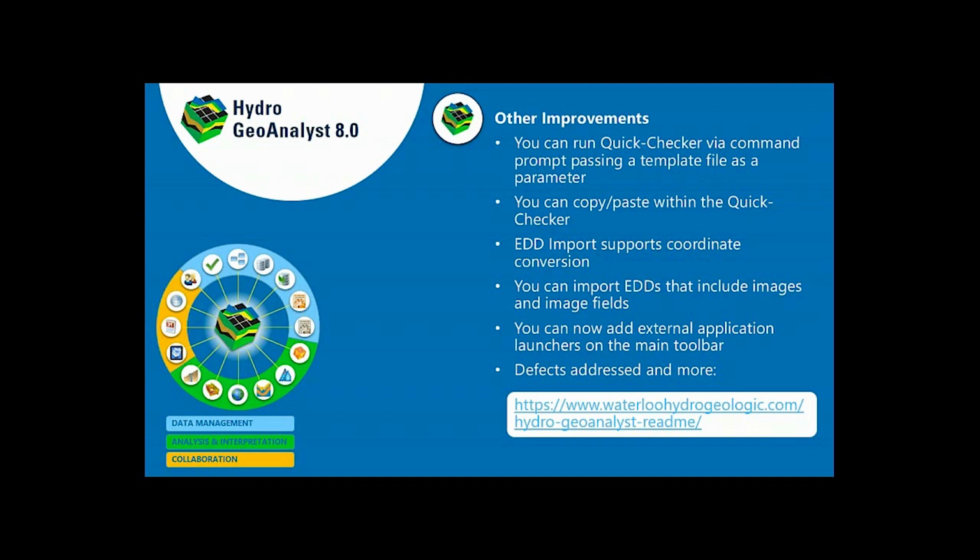You can also copy paste within the tables that show up inside the quick checker now. So if you have to validate a bunch of different values, you're able to do that a little bit faster. You can also, using the EDD import process, do coordinate conversions instead of having to use the standard data import. So this speeds up the process as well.